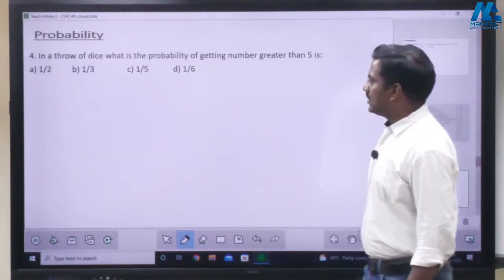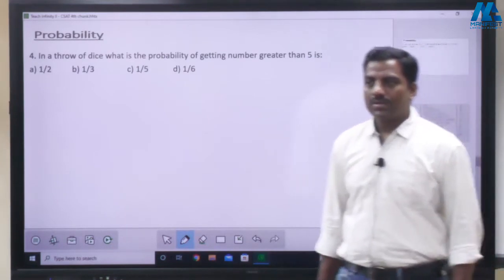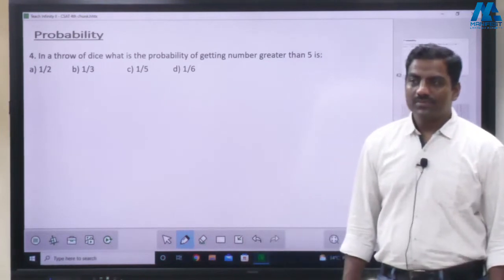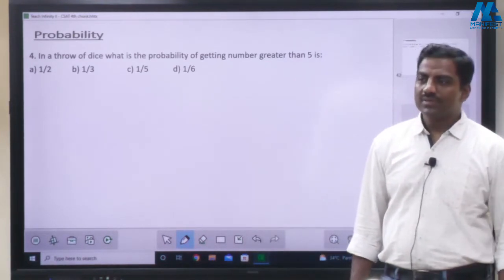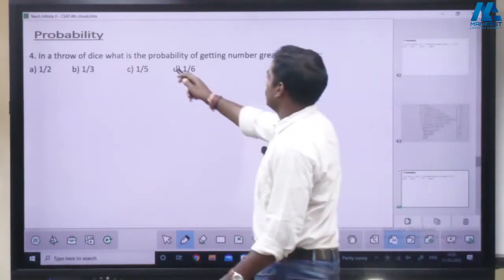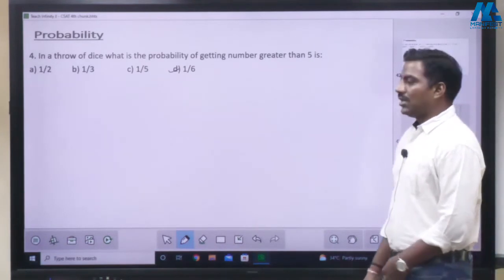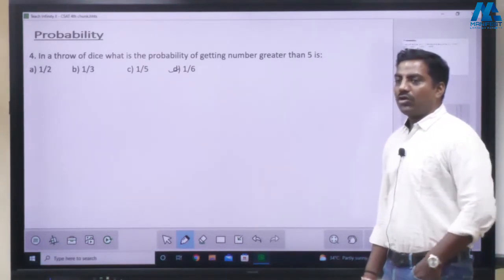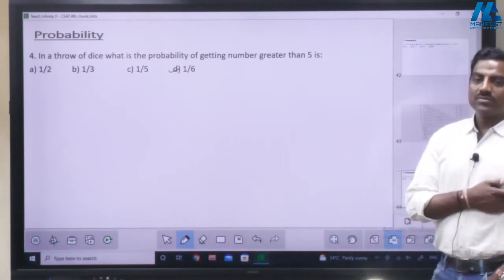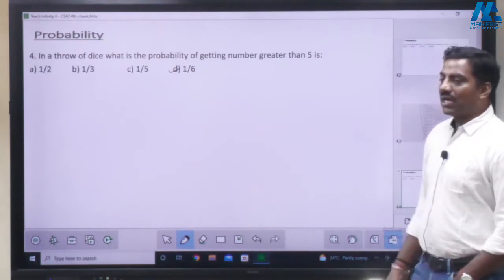In a throw of dice, what is the probability of getting number greater than 5? Number greater than 5 is only 6, no? 1 out of 6. What if they had asked the probability of getting number more than or equal to 5? What if they had asked the number lesser than 5?